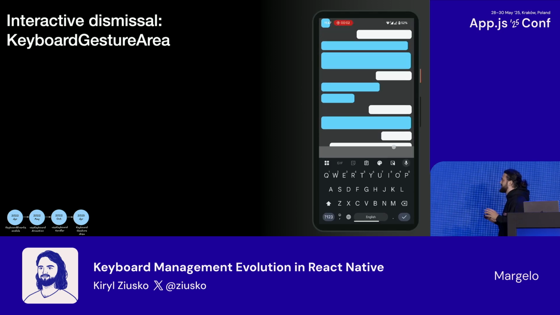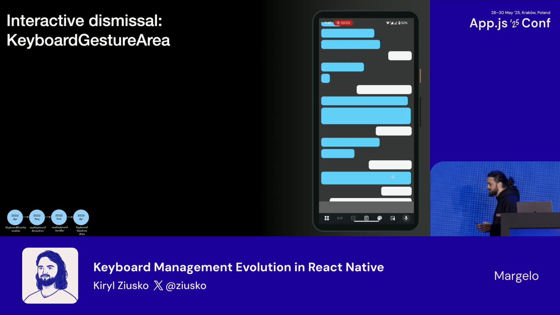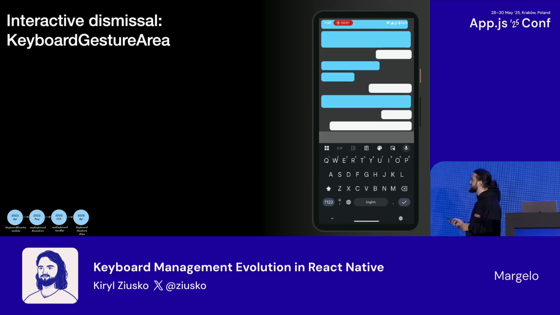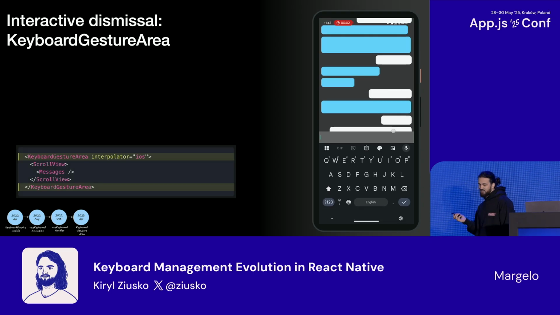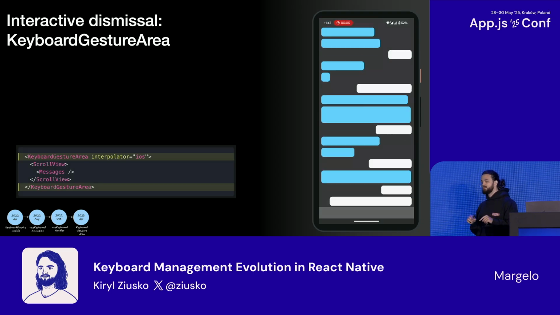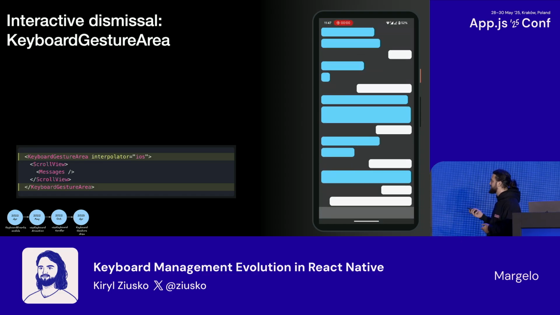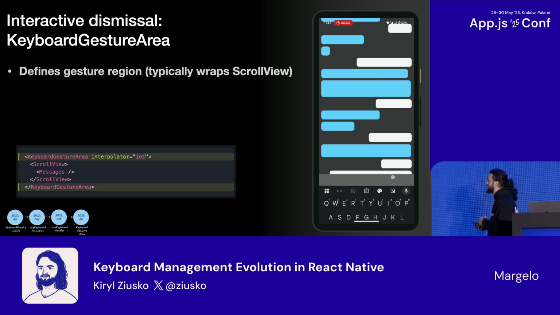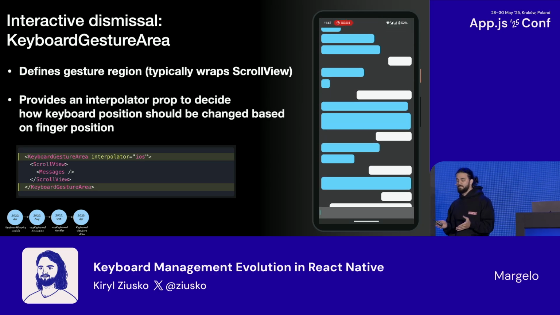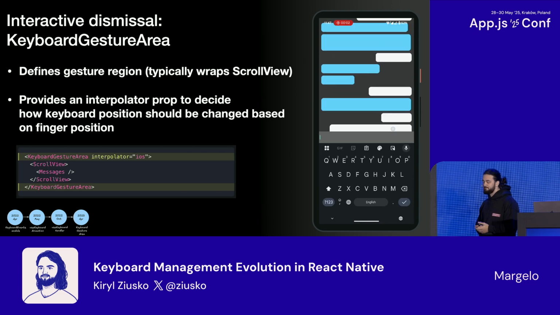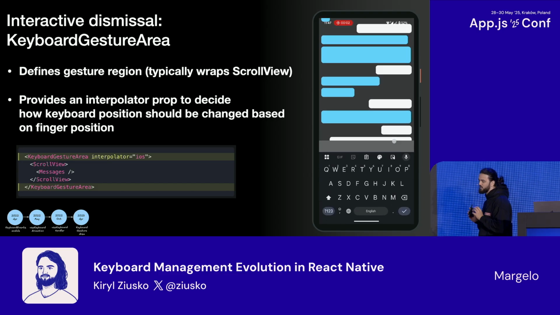Internally, interactive keyboard dismissal works totally differently on Android and on iOS. And to unify the API, I introduced a new component called KeyboardGestureArea, which basically tells you where the region of your gestures on the screen is, which can control keyboard position. Typically, you wrap a scroll view inside that component, and after that, you need to select an interpolator, how exactly keyboard position will be controlled by your gesture. And in reality, all of these hooks and KeyboardGestureArea, they work perfectly.